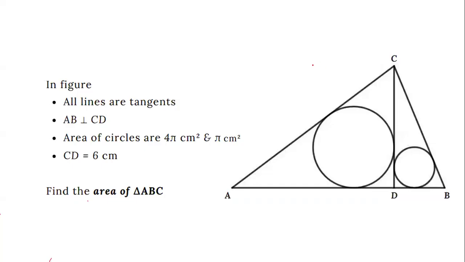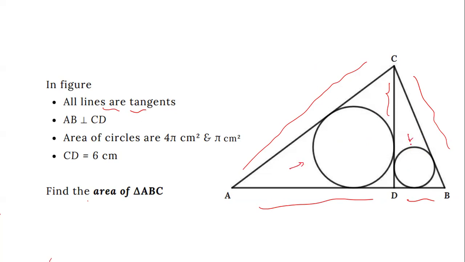So hello guys, in this video we are going to solve this problem. In this problem it is given that all lines are tangent. You can see this AC line, AD line, BD and CD. All lines are tangents, this CD also. So all lines are tangent to this circle and this circle.